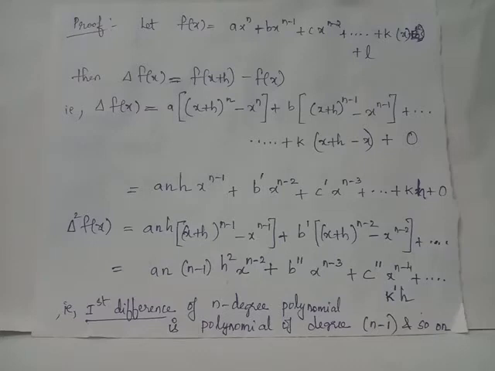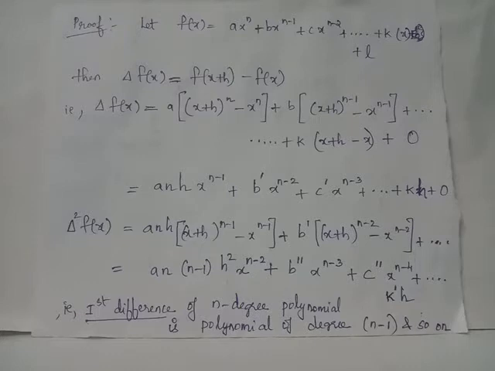Suppose f of x is the nth degree polynomial given by ax^n + bx^(n-1) + cx^(n-2) + etc. + kx + l, where a, b, c, etc., k, l are all constants. The first difference of f of x, given by delta f of x, which equals f of x plus h minus f of x, will be evaluated.